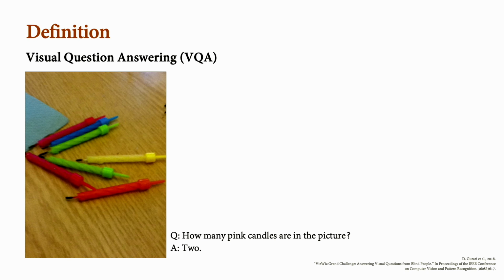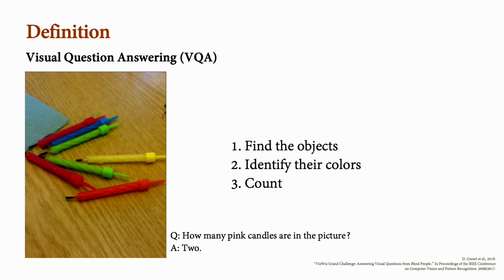So, to be able to answer this question, there are several steps. You need to first find the objects, in this case candles, and then identify their colors. So you see blue, green, yellow, etc. And then you count and generate the answer that there are 2 pink candles. My point is that to be able to answer this question, you need to be competent in several different skills. It's a multi-stage reasoning process.